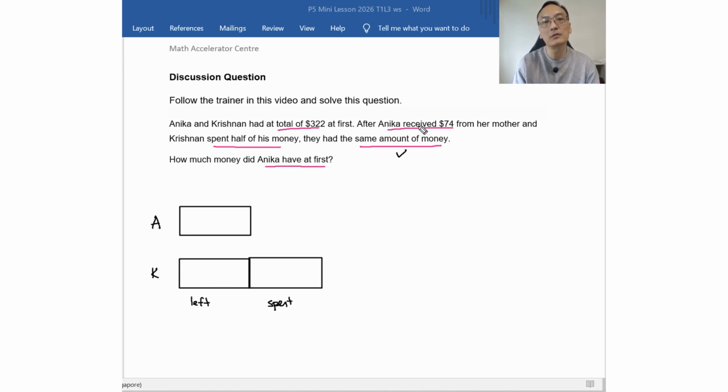Next, Anika received $74 from her mother. So to get back the original amount for Anika, we need to take away $74. So let's draw a dotted line and write minus 74. So this component here, the shaded part, belongs to Anika at first. Now we know that the total between the two of them is $322.